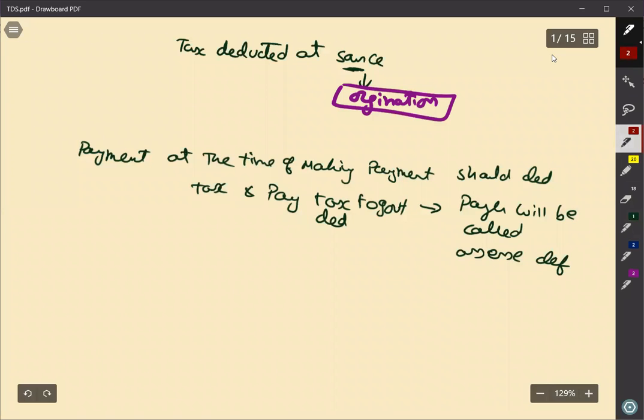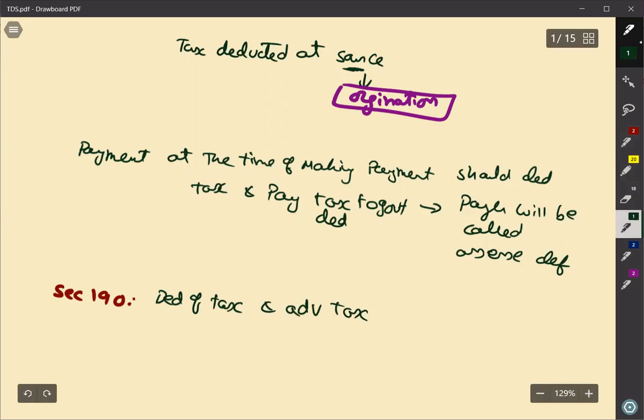Section 190 of the Income Tax Act. Section 190. So now what is this section and what does section 190 speak about? Let us try to understand. Section 190 says deduction of tax at source and advance tax payment. So here it is discussing deduction of tax and advance tax payment. So what are these two? Let us try to understand.